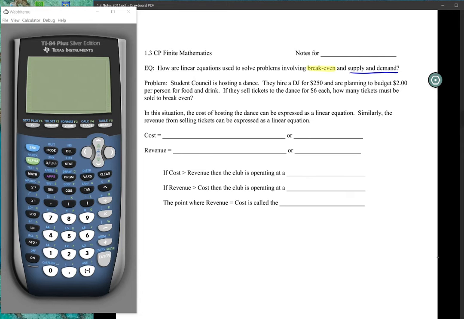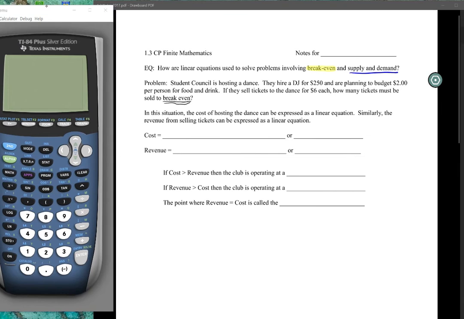Problem. Student council is hosting a dance. They hire a DJ for $250 and are planning to budget $2 per person for food and drink. If they sell tickets to the dance for $6 each, how many tickets must be sold to break even? Someday maybe you're going to own a business and you want to know how much you need to sell in order to at least break even, or so to speak, whatever amount you're spending, you're making the same as what you're making. In this situation, the cost of hosting the dance can be expressed as a linear equation, and we are going to be looking at two equations, cost and revenue.